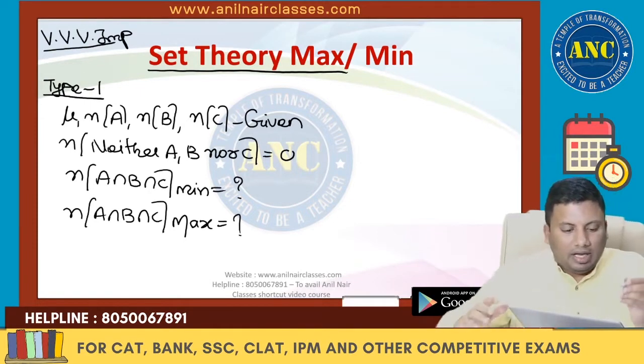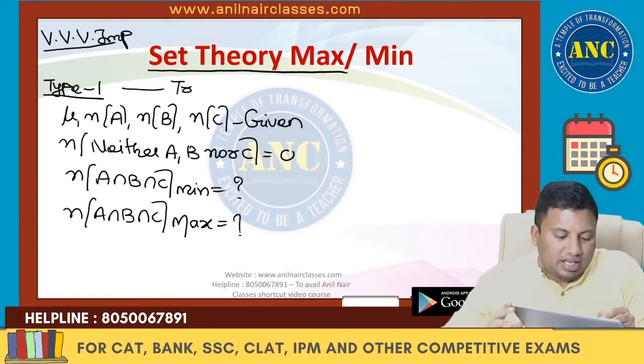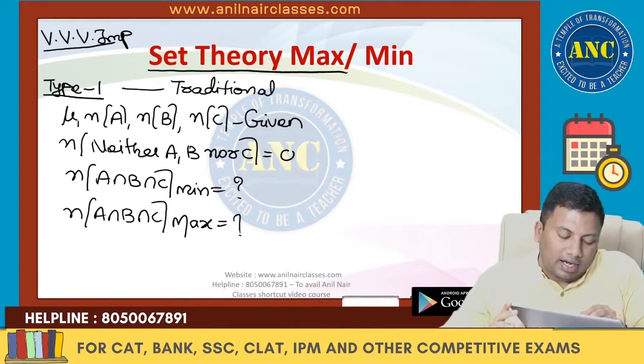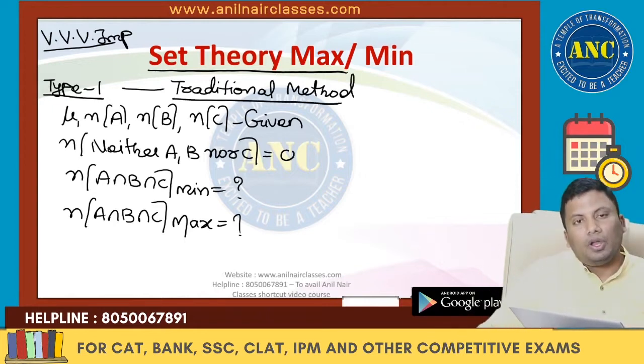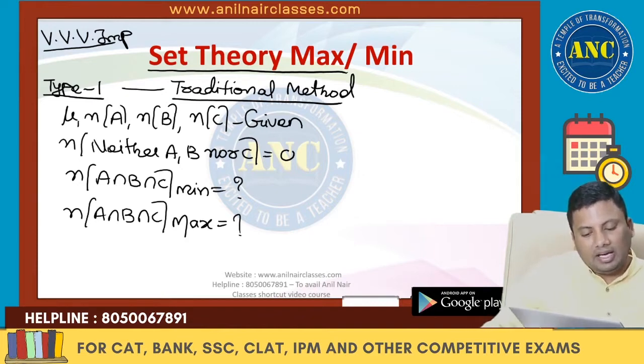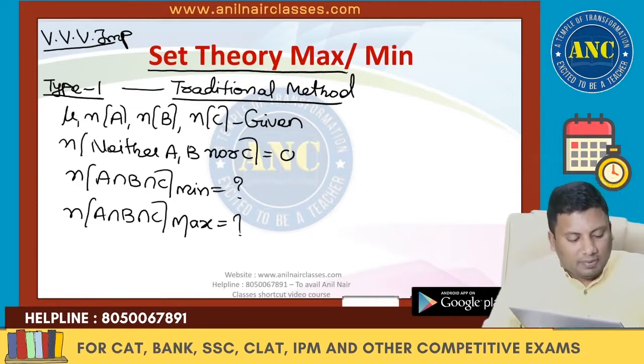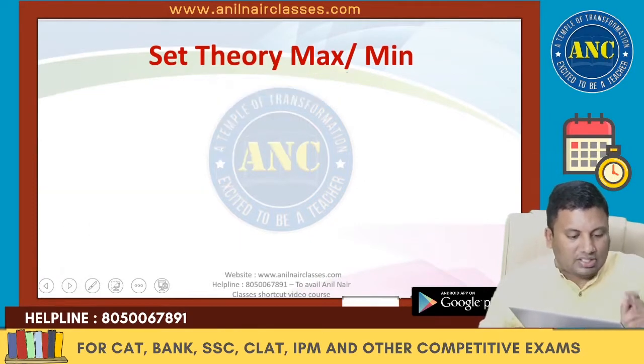Type 1. First I will discuss the traditional method, then I will tell you the ANIL NAIR classes approach, or ANIL NAIR's method. Traditional method: mu, n of A, n of B, n of C is given. Neither A, B nor C is 0. A intersection B intersection C minimum we have to determine. A intersection B intersection C maximum we have to determine. First we will discuss the concept.